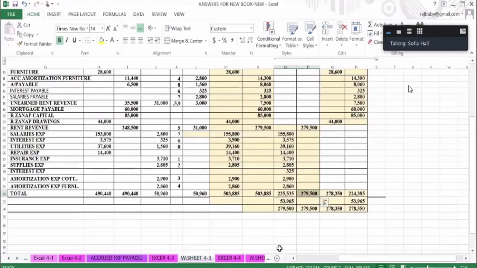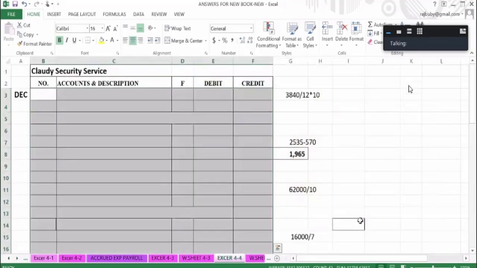4-4, that one also is adjusting entries. Anybody want to read it? Kate, are you going to read it? Cloudy Security Service has prepared the following trial balance before preparing its year-end adjusting entries. The balance you can see in the book. Trial balance.